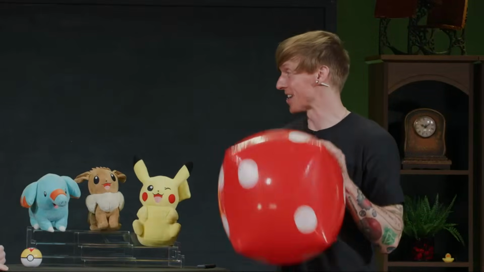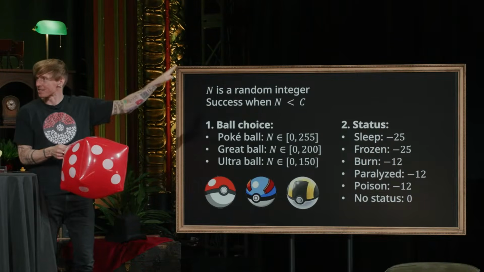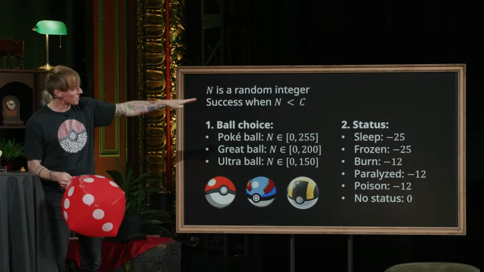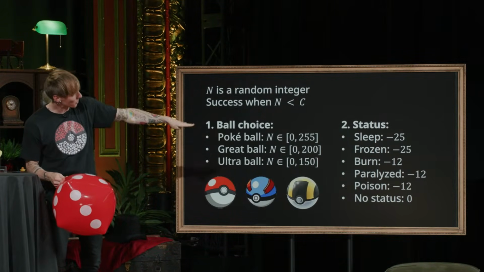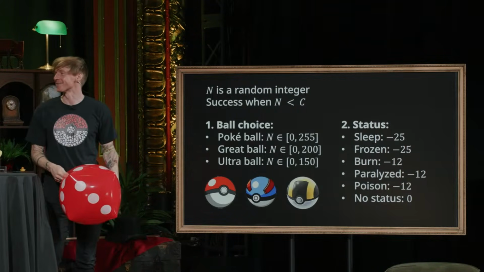Okay. I'm going to do this with this inflatable dice. So if we look at the screen and the status conditions, we'll say that the ones you want are sleep and frozen. Yep, biggest modifiers, minus 25. That will be 6 and 5. Then 4, 3, 2 will be burn, paralyze, poison, and a 1 is going to be no status. All right, sounds good.